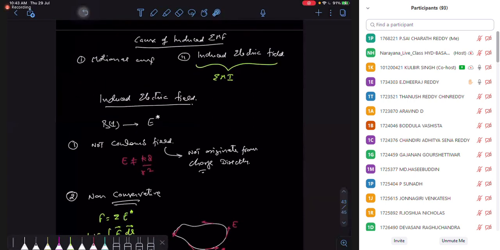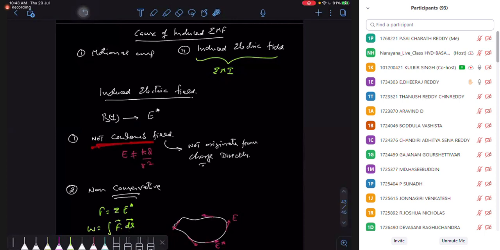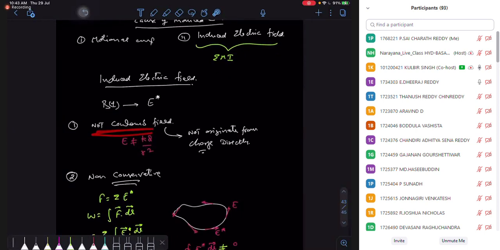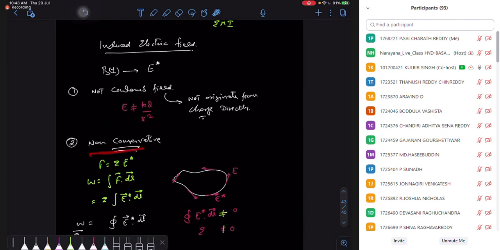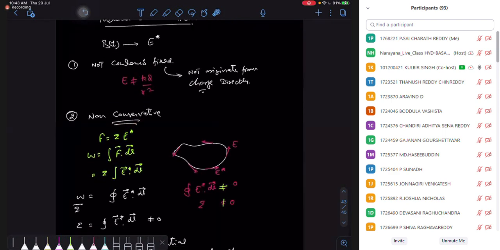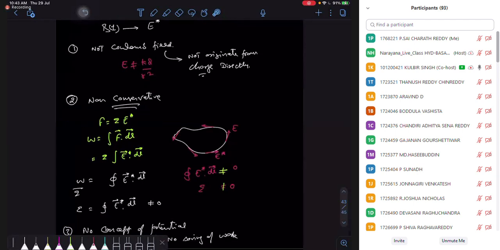So once again, you can just see here. A few features you need to understand about this induced electric field. First one is it is not a Coulomb field. It's not originated from the charges directly. It is non-conservative. Why is it non-conservative? Because my Faraday's law says that you are doing some work in the closed loop. Work is coming in the closed loop, which means it must be non-conservative.